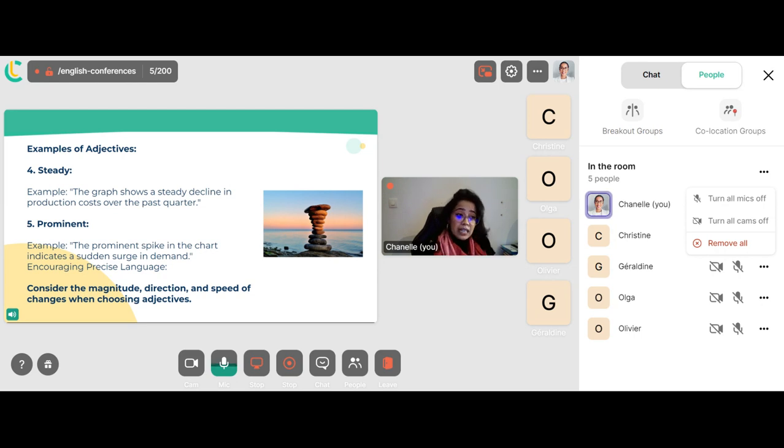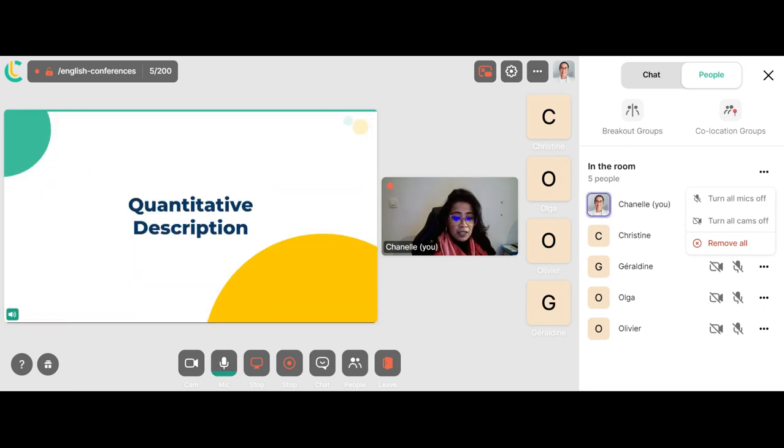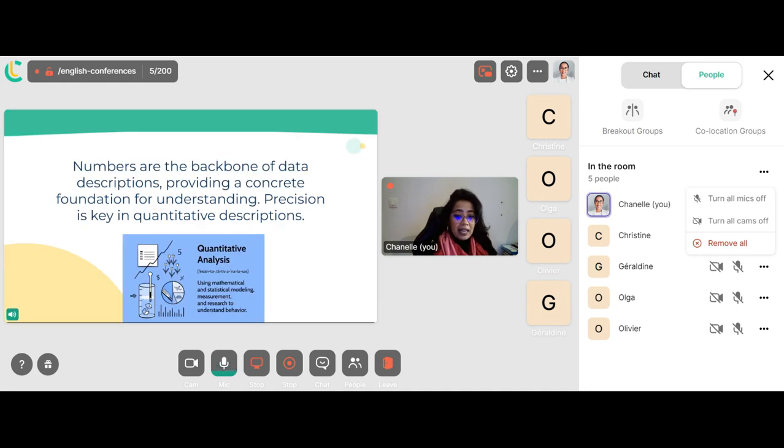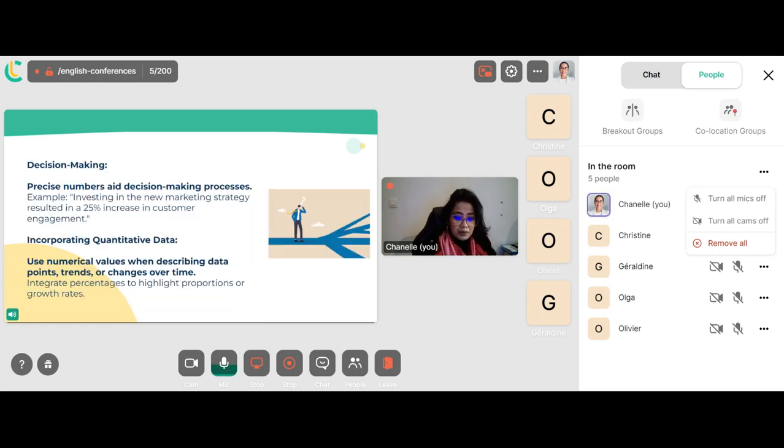So whatever you are trying to describe, you have an adjective that can really reinforce and support what it is that you are trying to say. So a quantitative description, so that is what we are looking at next. Numbers are the backbone of data descriptions, providing a concrete foundation for understanding. Precision is key in quantitative descriptions. So quantitative means when we can count it, when there are numbers involved.